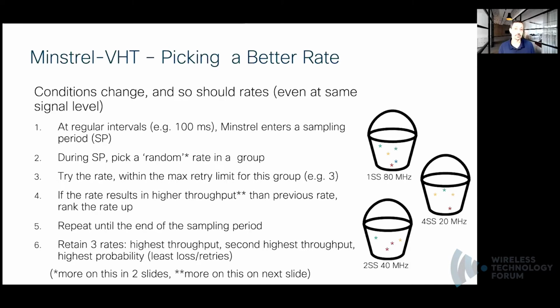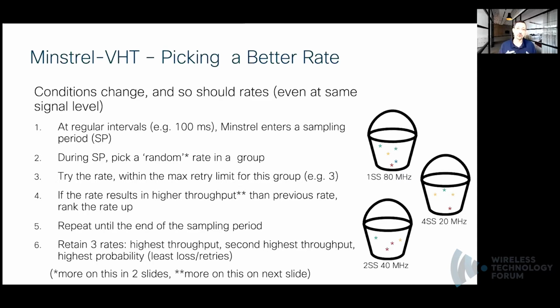And at the end of that sampling period, what you want to retain is not a full list. Of course, you retain a full list, but primarily what you want to dump in the short memory of your driver is 3 rates. The best one, that is the one that has the highest success rate and gives you the highest throughput. At the same time, a second top rate, and then the rate that you tried that has the highest success rate. So this is likely to be something more robust, but something that works all the time.